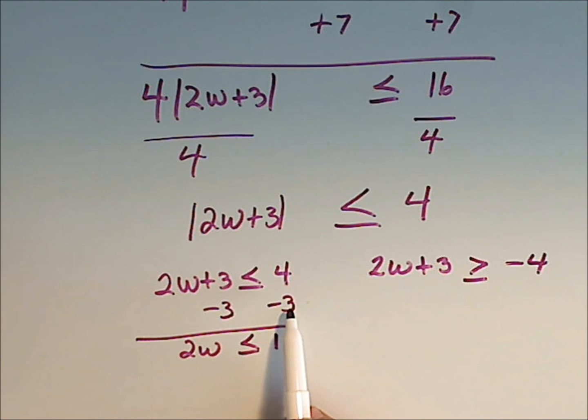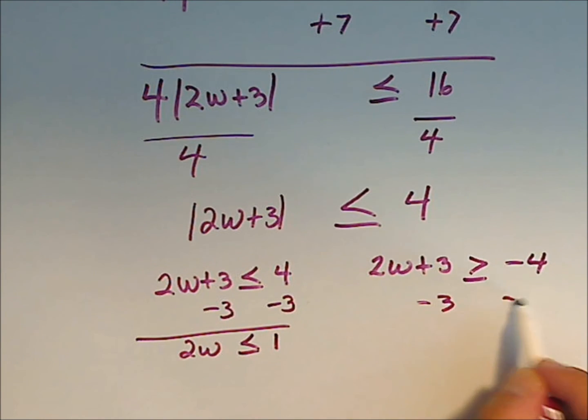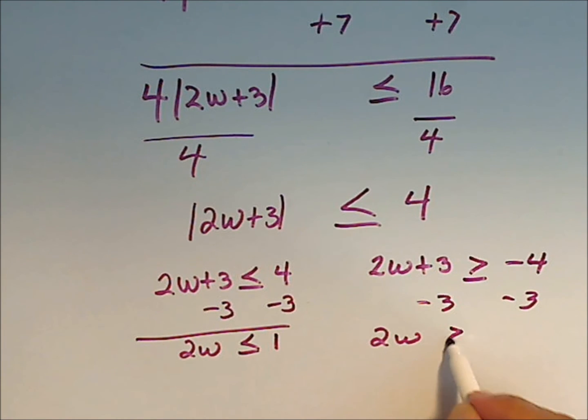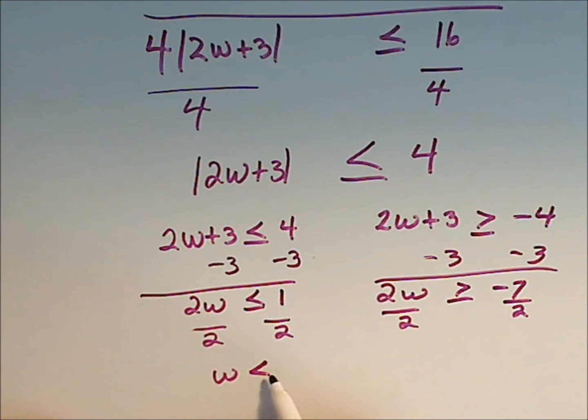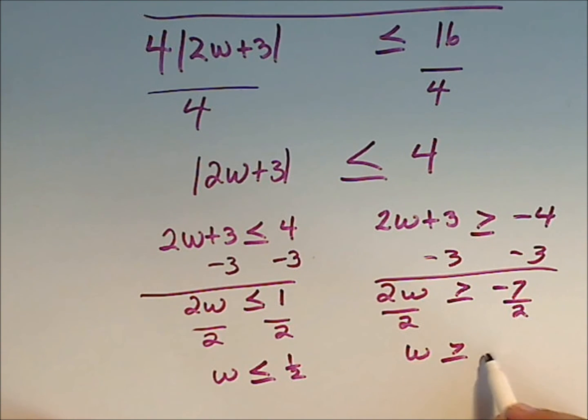I'm subtracting, not multiplying by a negative, so I don't have to flip the signs. 2w is greater than or equal to negative 7. All I've got to do is divide by 2. So w is less than or equal to 1/2. And w here is greater than or equal to a negative 7 halves, or negative 3.5, to make things simpler.